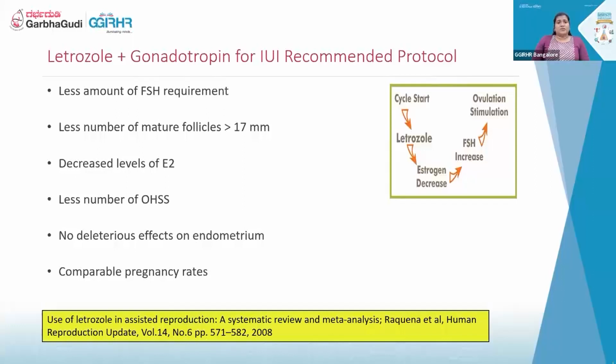What happens when you use only gonadotropins is you will need more injections, and the cost of the stimulation will go very high for the patient. Supplementing with ovulation induction drugs is going to decrease the cost of stimulation. So less FSH requirement is there. Fewer mature follicles will be there.